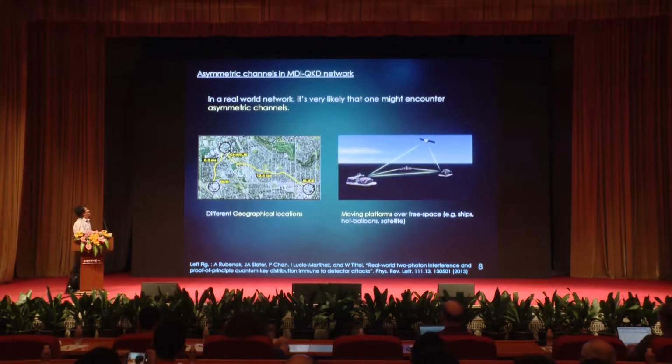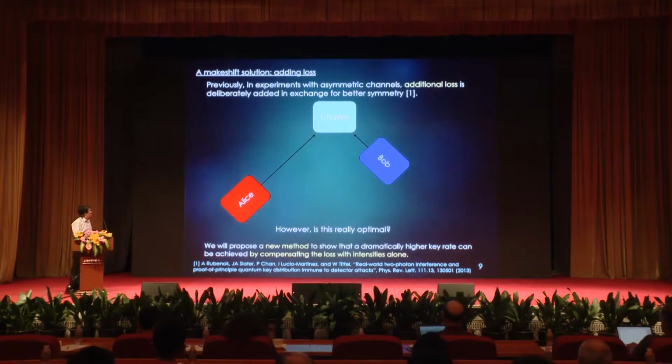But one problem here is that in reality, in a QKD network, we might often encounter pairs of asymmetric channels that might be caused by different geographical locations or by moving platforms over free space, if we want to do MDI-QKD in free space in the future, for instance, between ships, hot air balloons, or even ground-satellite links. So previously, in experiments, people have made a makeshift solution. That is, they actually add additional loss to the shorter channel in exchange for better symmetry.